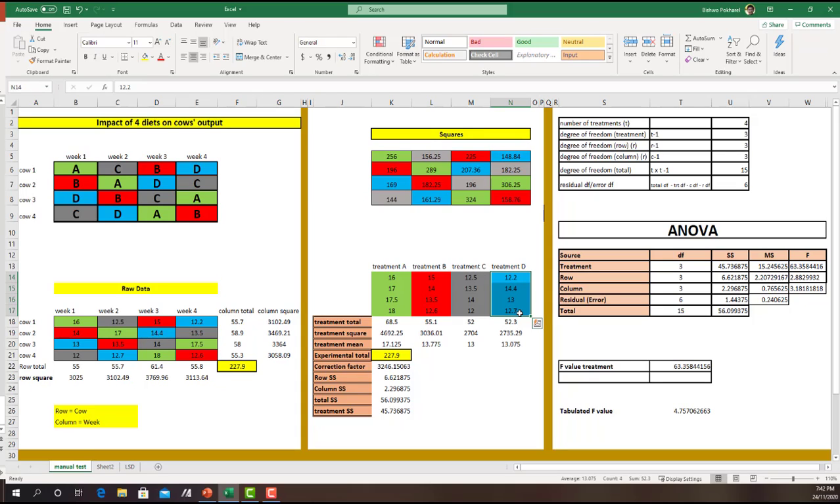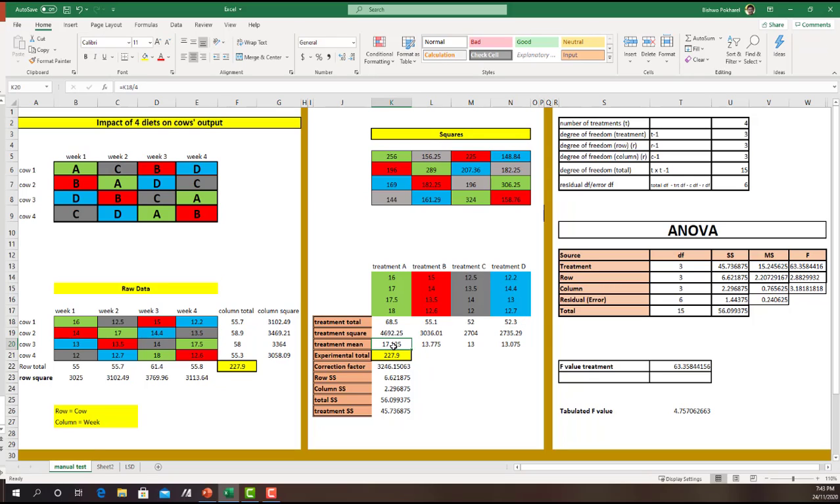Because I want to calculate ANOVA using Excel manually, I need to do all this calculation. So that is a treatment total, which is basically the sum of all treatment A, that is the sum of all treatment B, that is the sum of all treatment C, and that is the sum of all treatment D. And that is basically treatment square, which is a square of 68.5 here. This one is a square of 55.1. This one is a square of 52, and this one is a square of 52.3.